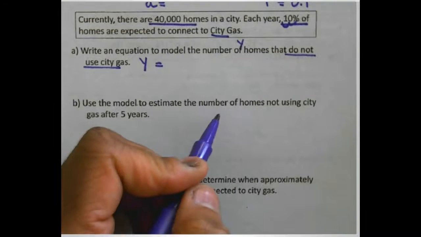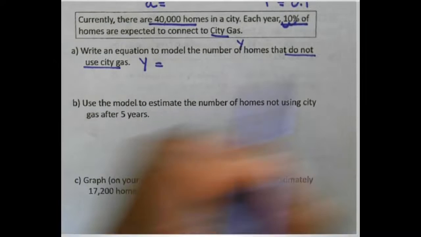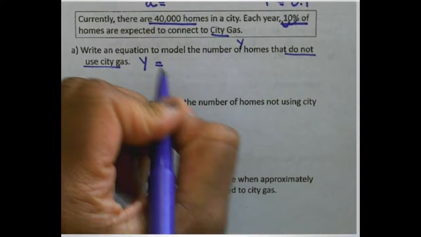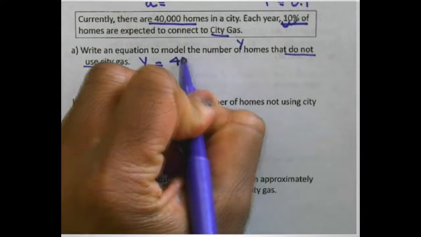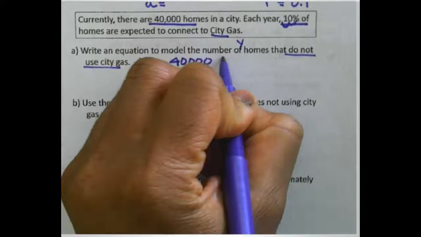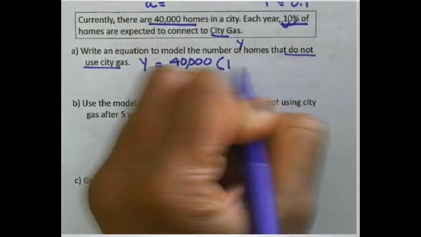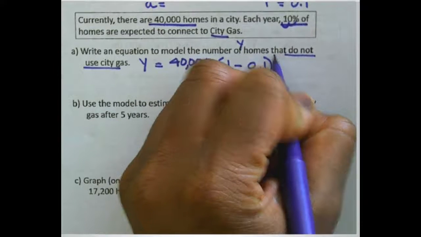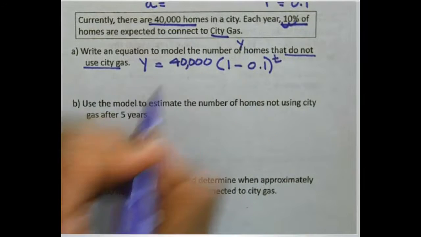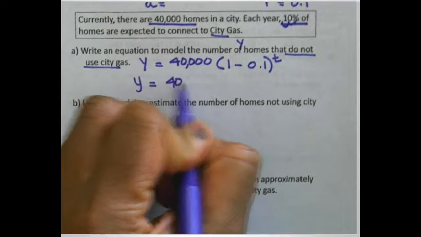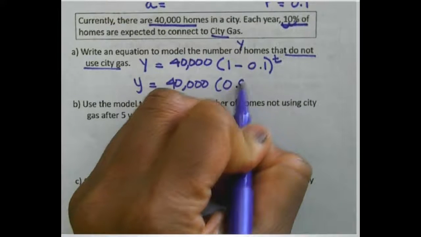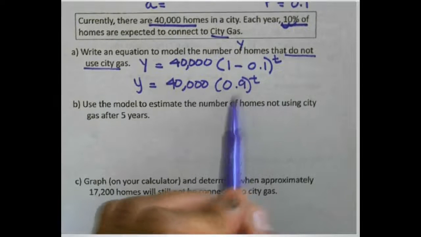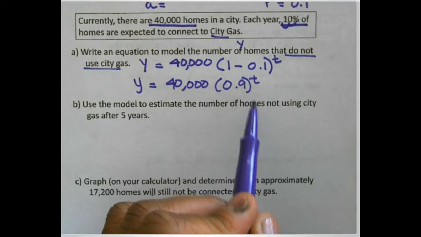Is that growth or decay? That's going to be a decay because the number of people that don't have it is going to decrease as more and more people connect to city gas. So my A is 40,000. And then 1, do not have it, so minus 0.1 to the T. I don't know. They didn't tell me how much time, but they only asked me to write a model. I will, however, simplify: 0.9 to the T. Would this be exponential growth or decay? Decay, because this decay factor, this factor here, is less than 1.